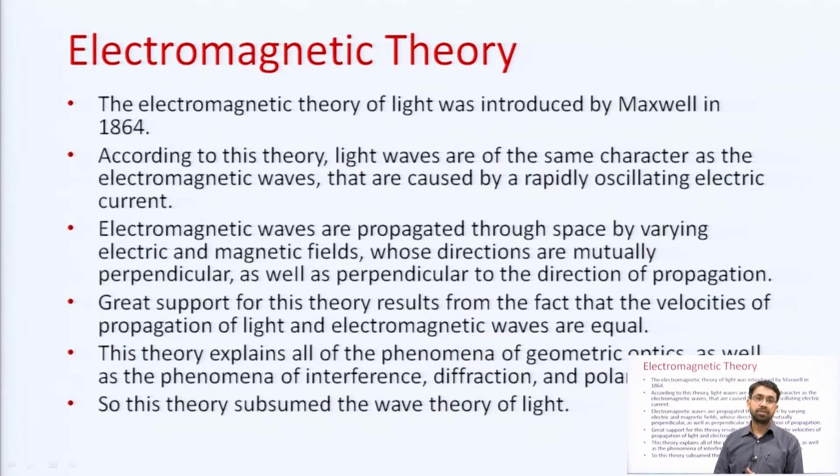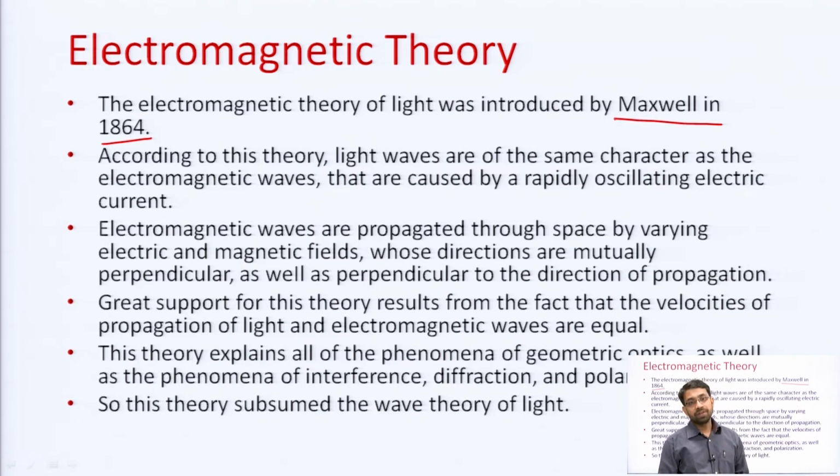After this came the electromagnetic theory. It was introduced by Maxwell in 1864, after around 200 years from when the particle theory was first proposed by Newton. Now, what is electromagnetic theory? According to electromagnetic theory, light waves are of the same character as electromagnetic waves. Light waves have the same characters that electromagnetic waves have.